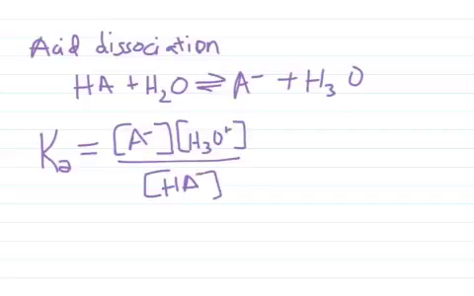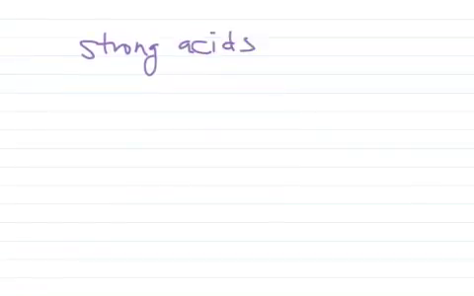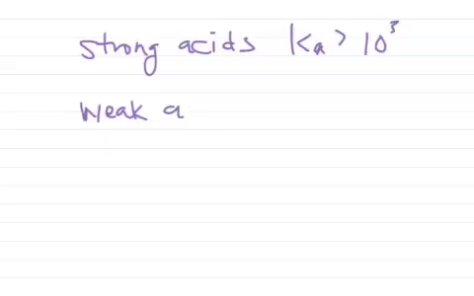So as Ka increases, our acid strength will increase. So when our Ka increases, our acid strength increases as well. So with strong acids, the reaction goes to completion, so our Ka is greater than 10 to the third. While for our weaker acids, our Ka is going to be less than 10 to the third. So remember, as Ka increases, the acid strength increases. And you can see this on page 781 in table 18.2.